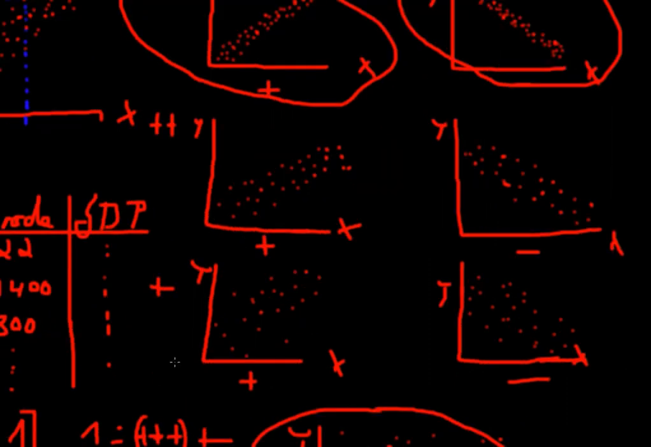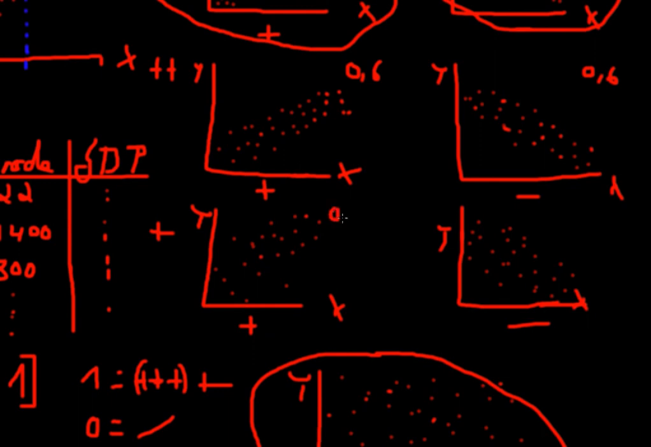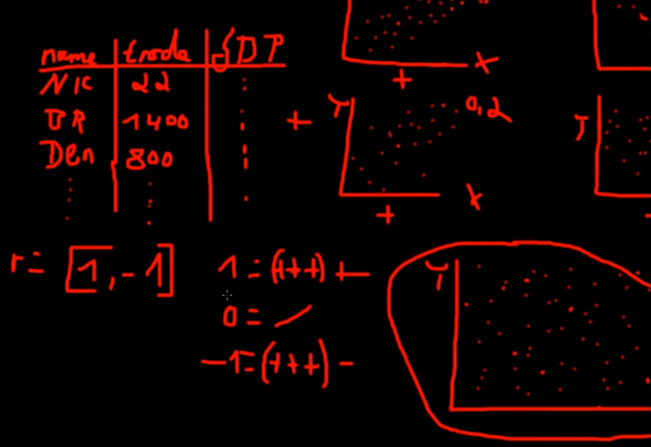A correlation coefficient of 0.5 might look something like this, or minus 0.5 might look something like this. This wouldn't be one. One would be a straight line, but this could be 0.9, for example, or minus 0.9. This might be 0.6 and minus 0.6. This might be 0.2 and minus 0.2. And this would be 0. So this is the output you get for your correlation coefficient.